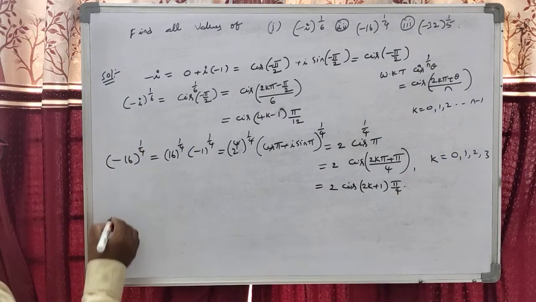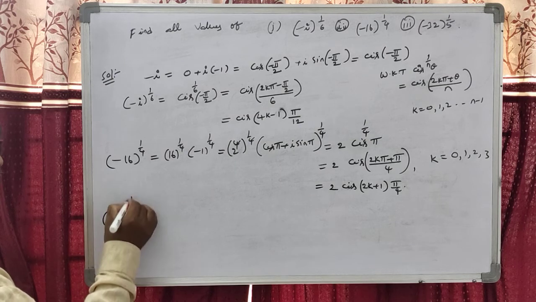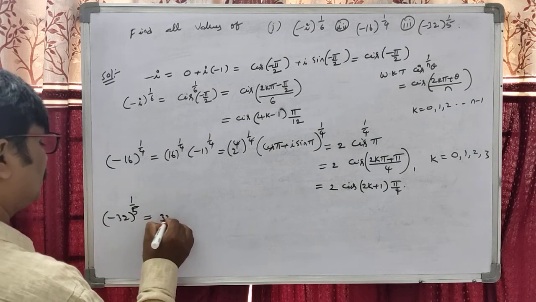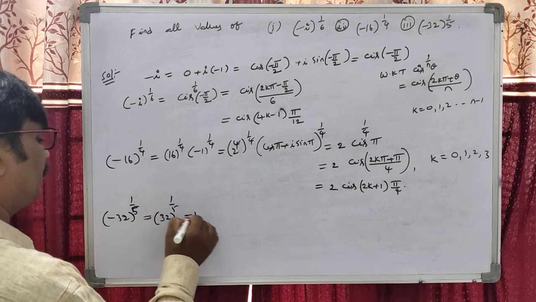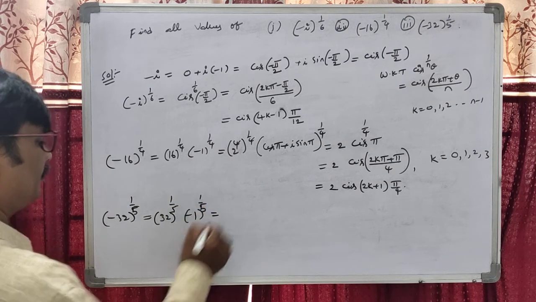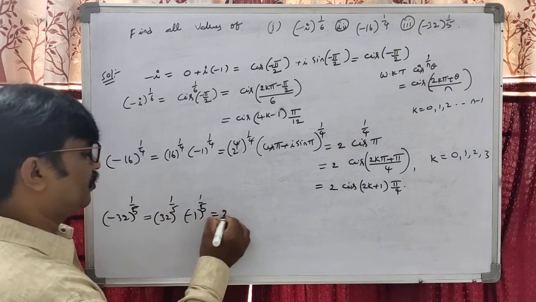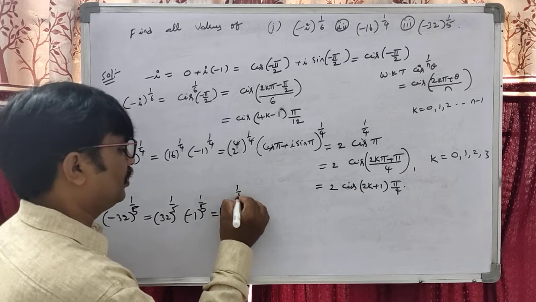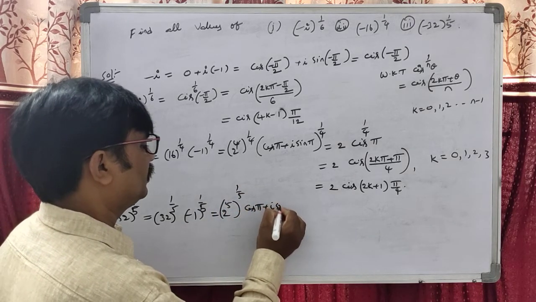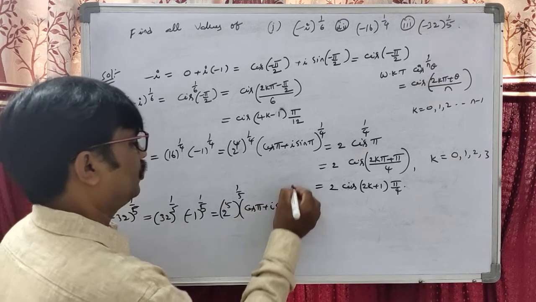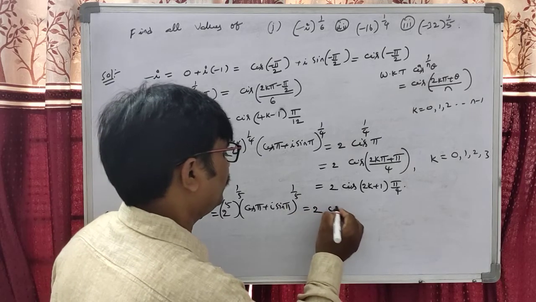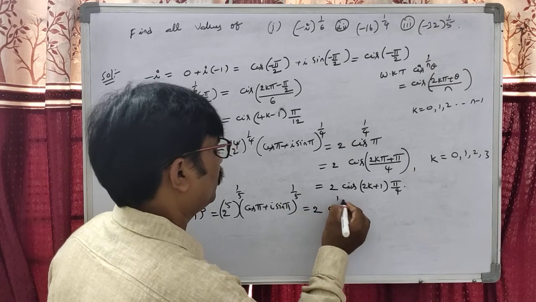After that, students, similarly, (minus 32) whole power 1 by 5. This is 32 whole power 1 by 5, with minus, whole power 1 by 5. This is (2 power 5) whole power 1 by 5. Minus 1 is cos pi plus i sin pi, whole power 1 by 5. So students, this is 2 into cis pi whole power 1 by 5.